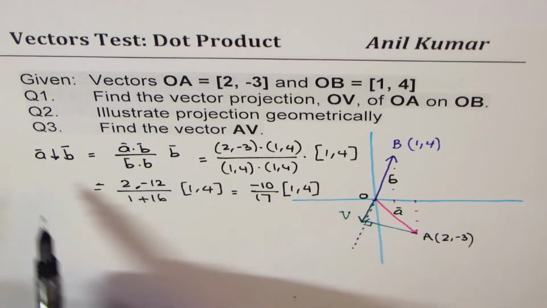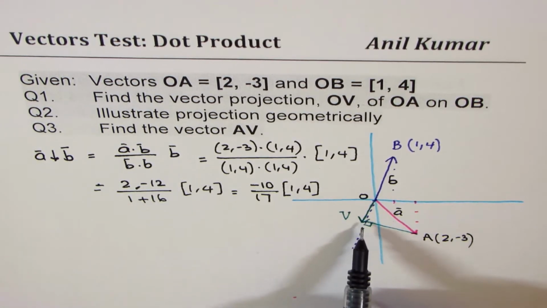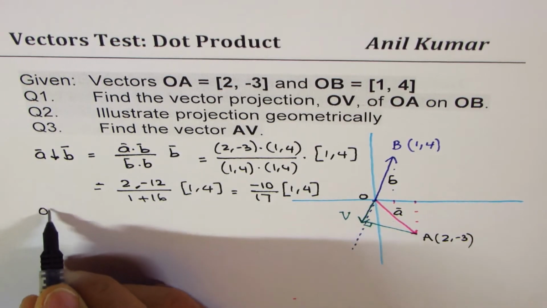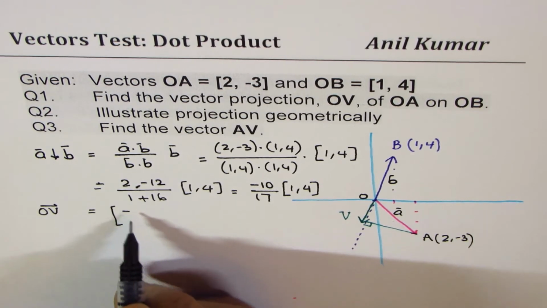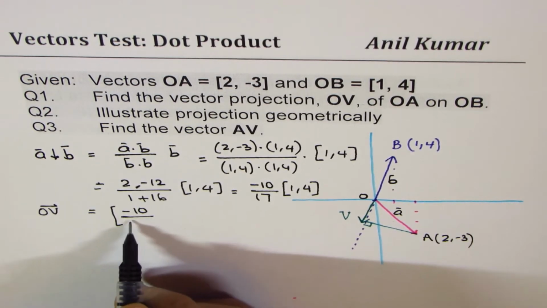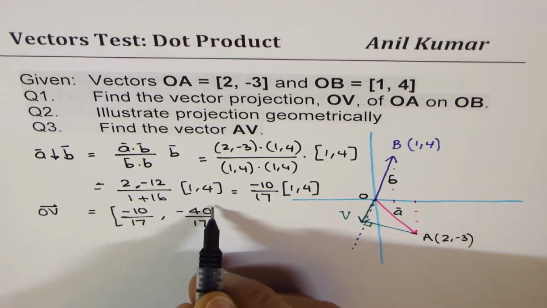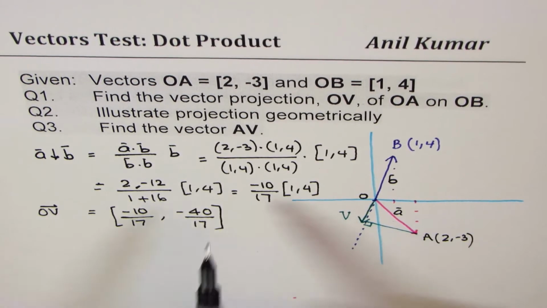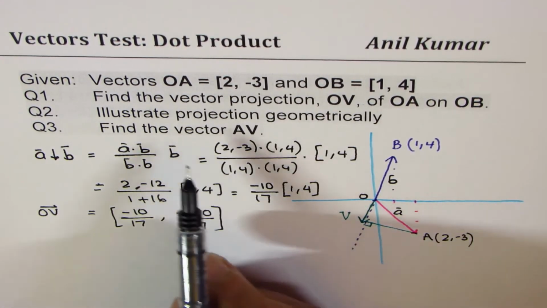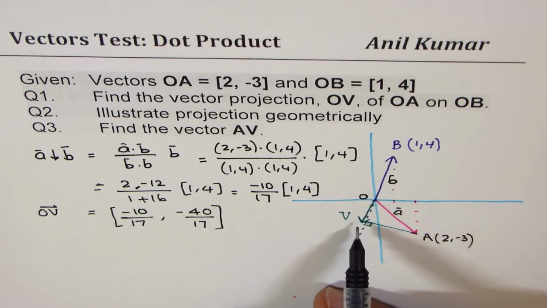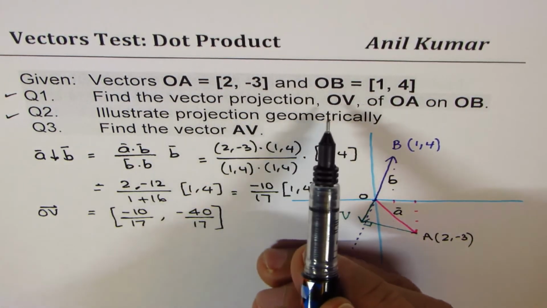So that becomes the vector projection of A on B. So coordinates of point V, or you can say OV, which is a position vector, could be written as (-10/17, -40/17). Do you see that? So that is the vector projection of A on B, correct? So we have done these two parts, illustrated and then found OV.